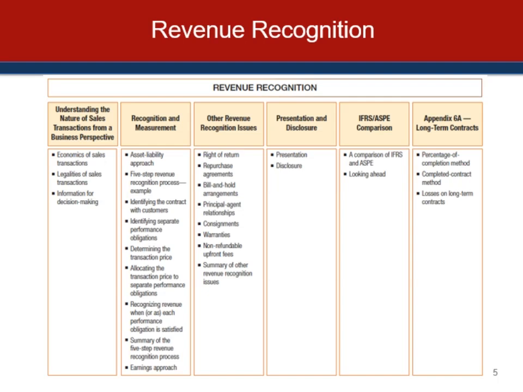The completed contract method is also an earnings approach, and in a completed contract method, the gross profit isn't recognized until a complete contract is finished, so the contract is completed. That's not acceptable under IFRS. You must use a percentage of completion method. Of course, the difficulty of measurement would regard the extent of progress towards completion, and that might be a difficult thing to do.